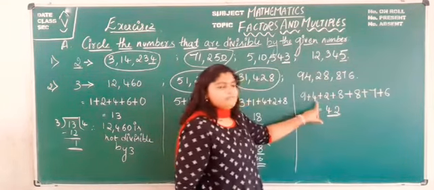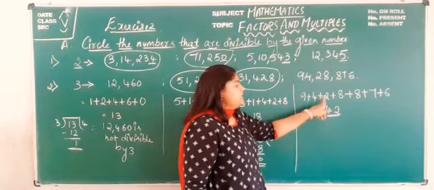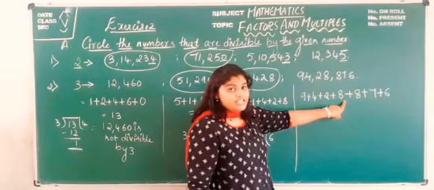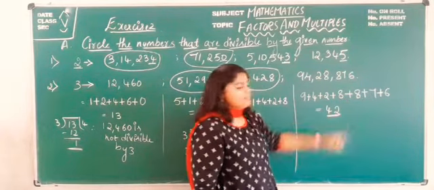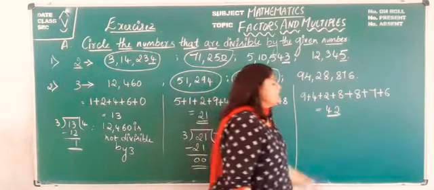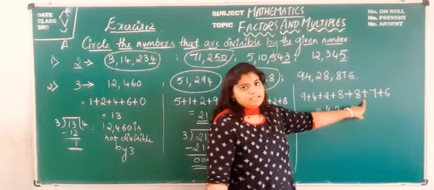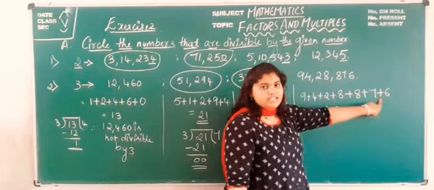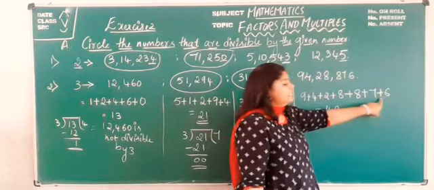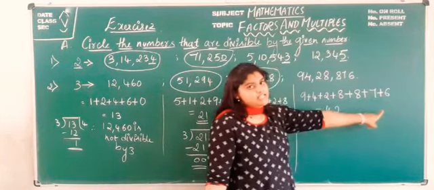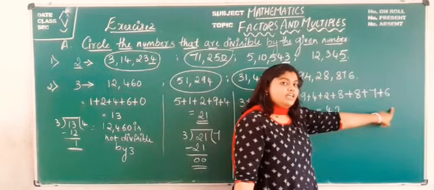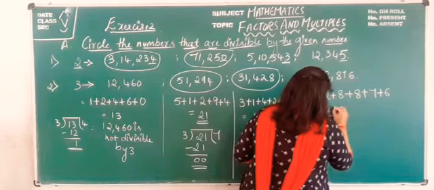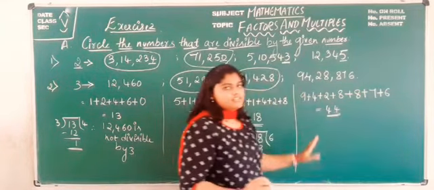So, 9 plus 4 is 13. 13 plus 2 is 15. 15 plus 8 is 23. 23 plus 8 is 31. 31 plus 7 is 38. 38 plus 6 is 44. So, we got the sum, that is 44.